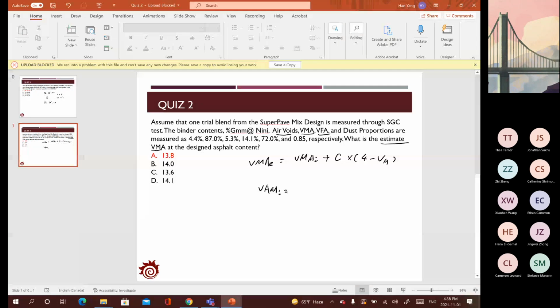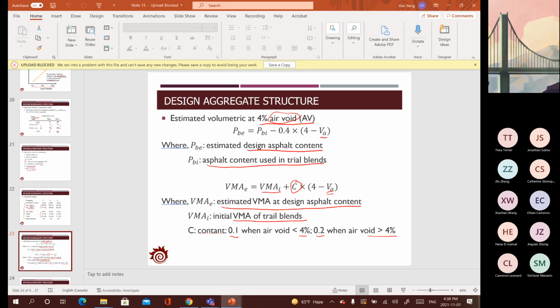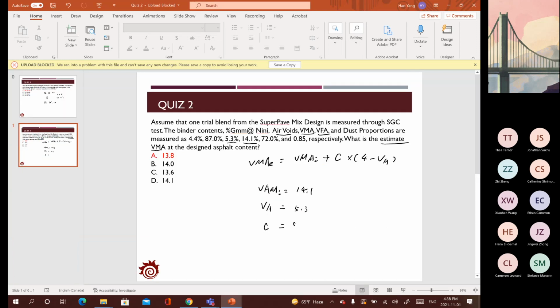Here, VMA_I is the one from the experiment. What you get is 14.1. And VA, the air void, is 5.3. The next thing you need to identify is the constant value for C. From these notes, we define C as 0.2 if the air void is higher than 4%. So with that, C is 0.2.